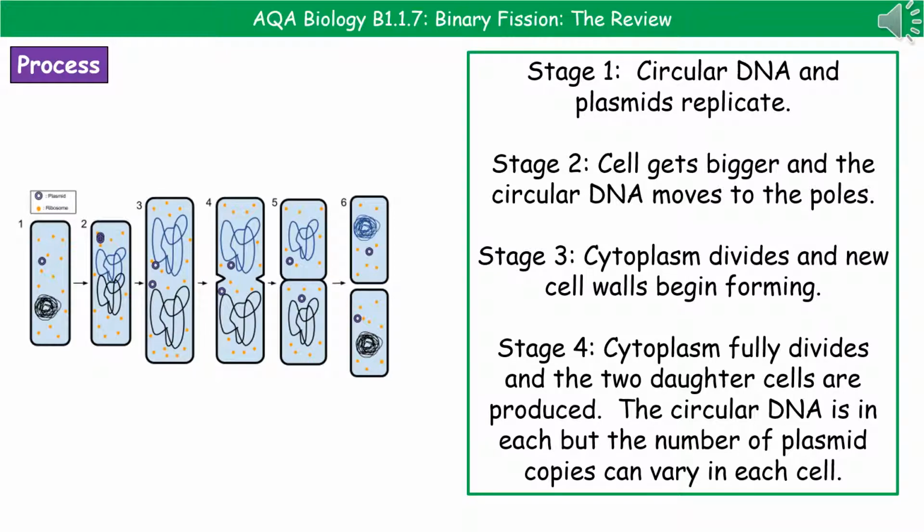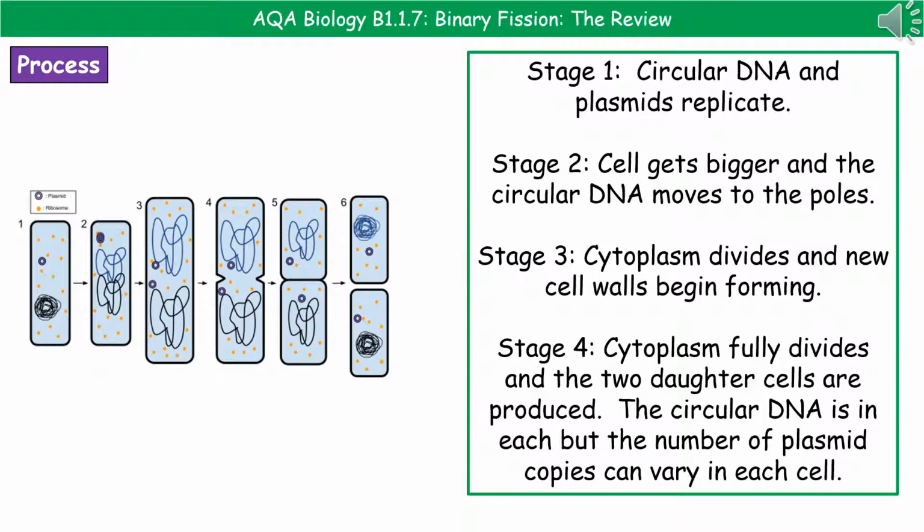What we need to do now is understand what's happening through this process of binary fission. There are 4 stages that you need to remember. Stage 1 is where the circular DNA and the plasmids replicate, and you can see that in the diagram in stage 1 and stage 2. Step 2 is where the cell gets bigger and the circular DNA moves to the poles, which are the ends of the cell. You can see that in the 3rd diagram.